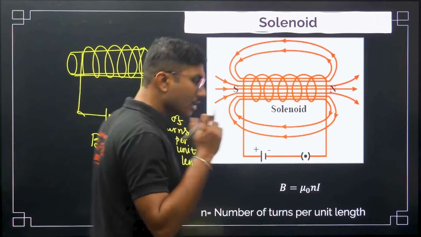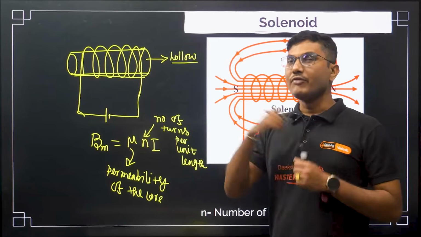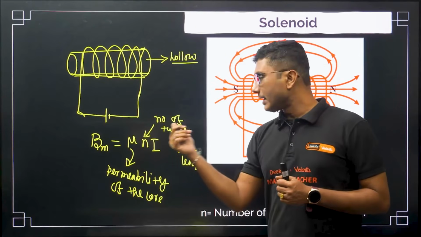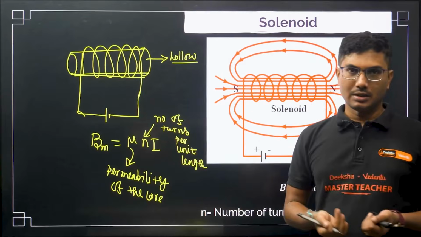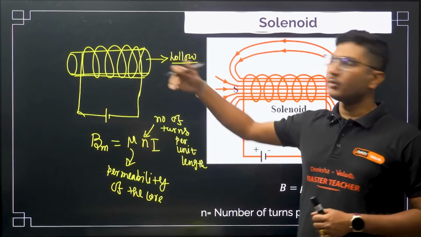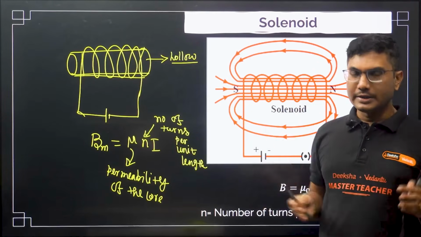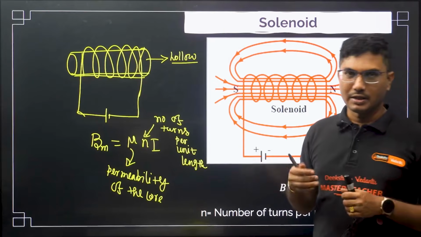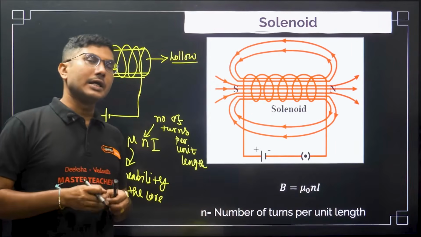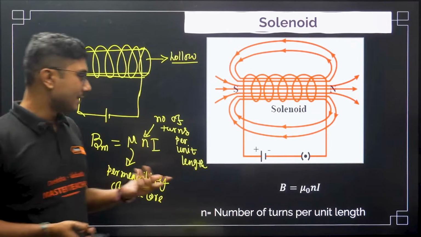So total number of turns does not matter. If you can wind up a very large number of turns in a small region, in that case small n will be very high. Higher small n means higher magnetic field. So if you want to generate significant magnetic field, the number of turns in that area should be very, very high. For a small length, if you can increase the number of turns, you will get a very high magnetic field. I, obviously, represents current.